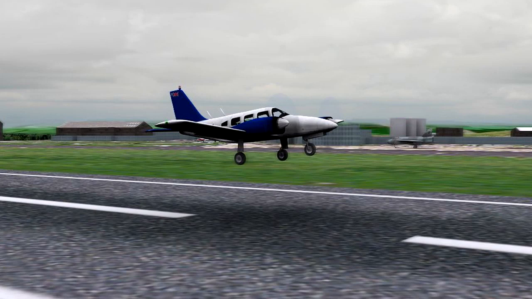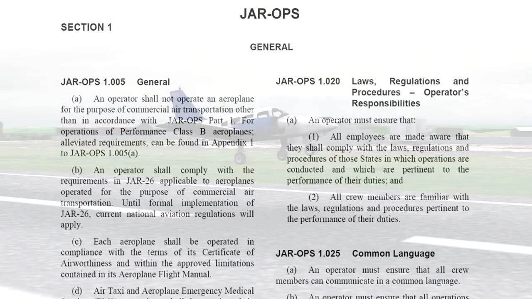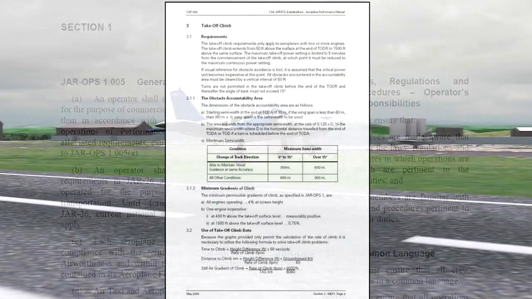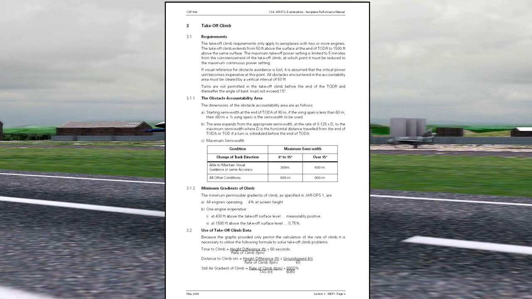In this lesson, we will concentrate on the regulatory requirements for Class B multi-engine aeroplanes in the climb. These regulations are applicable only to the operation of multi-engine aeroplanes in the commercial transport category. The take-off climb requirements for Class B multi-engine aeroplanes are contained in JAR OPS 1. But as for the take-off requirements in the previous lesson, the climb regulations can be found in CAP 698 on page 9 of section 3.